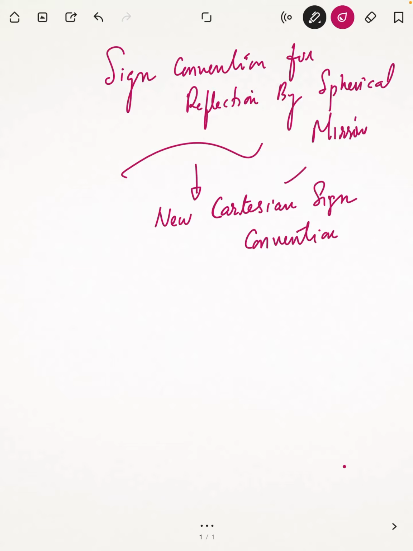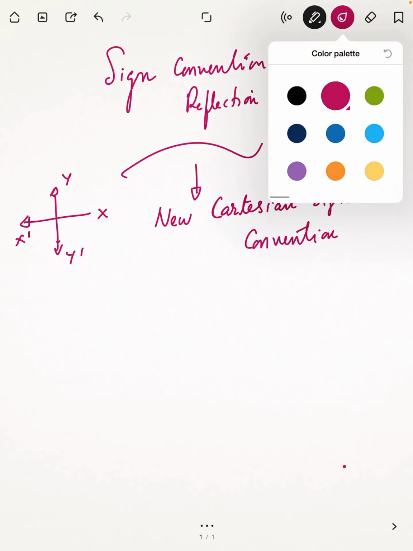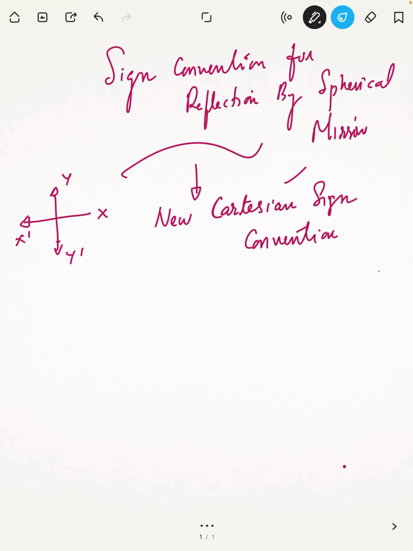What is the meaning of Cartesian? Cartesian coordinates, xy coordinates, we usually call it the Cartesian coordinate system: x axis, y axis, x dash axis and y dash axis. Towards the right, the x axis is positive. The y axis we take as positive. The x dash axis we take as negative. The y dash axis we take as negative. So in this new Cartesian sign convention for reflection by spherical mirrors, we adopt almost the same pattern.